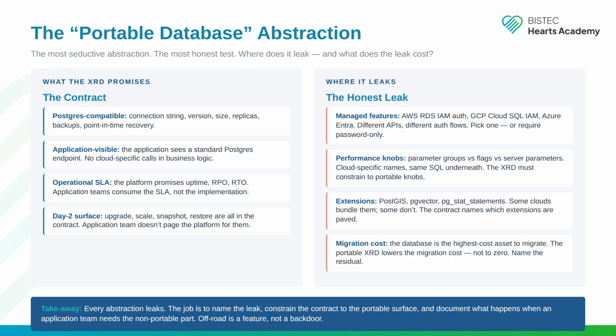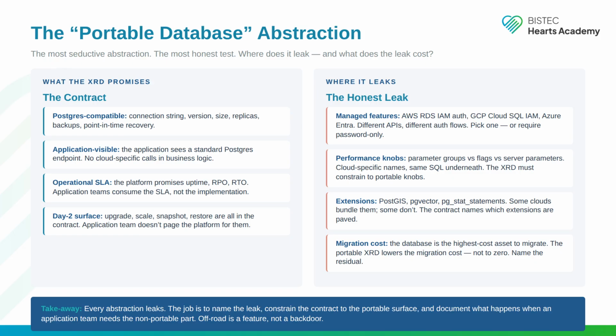Extensions, PostGIS, pgvector, pg_stat_statements. Some clouds bundle them, some do not. The contract names which extensions are paved. Migration cost. The database is the highest cost asset to migrate. The portable XRD lowers the migration cost, not to zero. Name the residual.